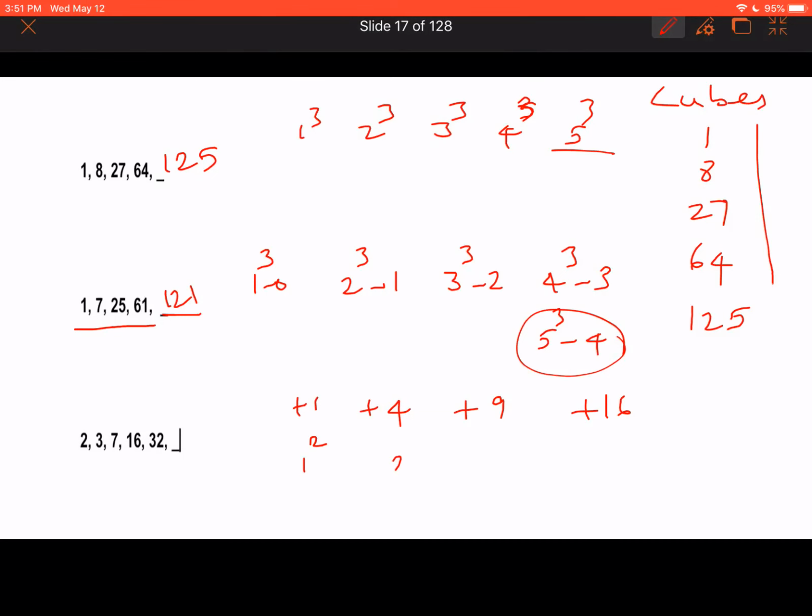It is 1 square, it is 2 square, and it is 3 square, and it is 4 square. See the squares, the difference between the terms in the sequence is in the form of a square. So the next difference is going to be 5 square, that means it is going to be plus 25. So 32 plus 25 is 57, that is going to be the answer. 57.